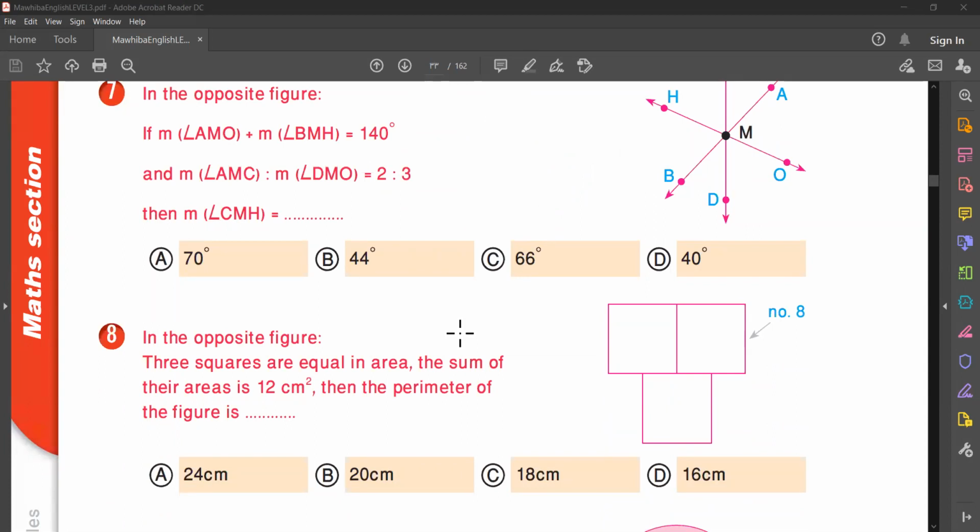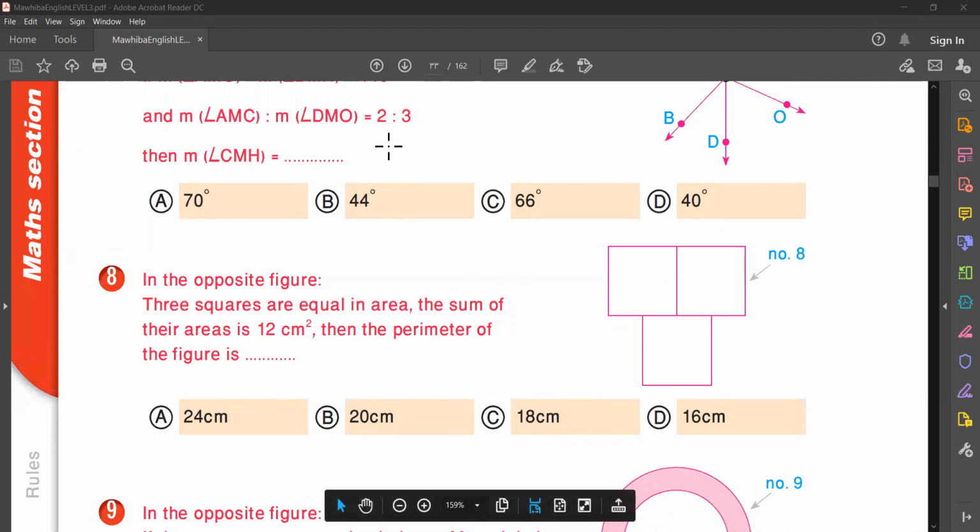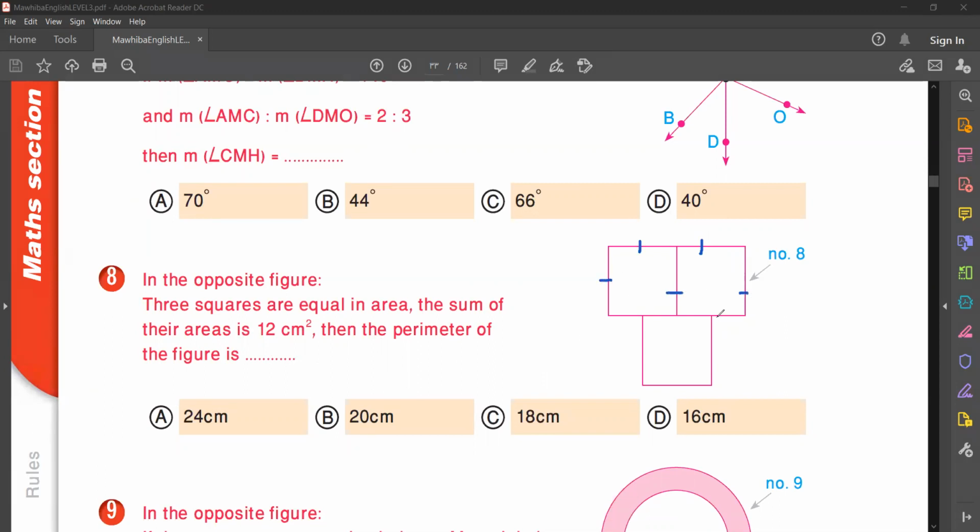Now, number 8. In the opposite figure, 3 squares are equal in area. The sum of their area is 12 centimeter. Then the perimeter of the figure is, okay, now, because the square, that's all lengths are the same, right? All lengths are the same. Look here, are the same. Also here, and this one, it is 1.